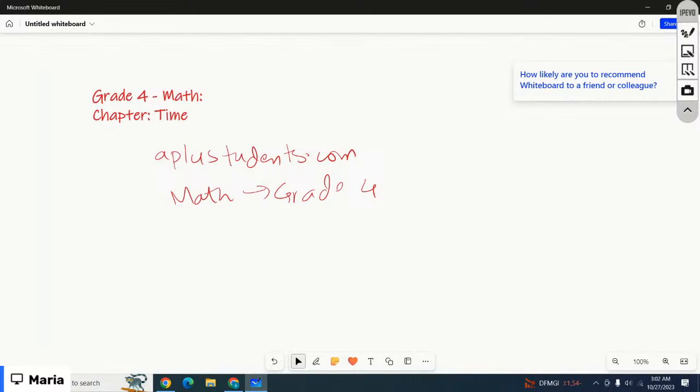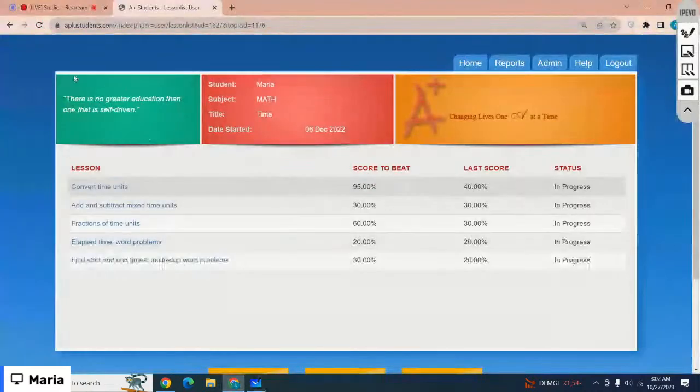There you can find a list of the chapters. We're going to start with the chapter Time. Please make sure you have your notebook and pencil so that you can note down the important examples and definitions as well. Let's start with the lesson. Here I'm on grade 4 math. The chapter is Time. Let's start with the first one, convert time units.